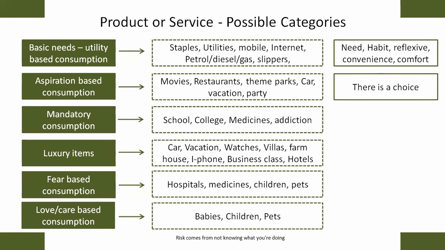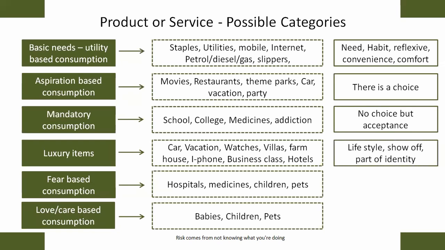Aspiration based consumption, right? So here we choose. It is not mandatory. You decide whether you want to go to the movie or a particular restaurant or not. In mandatory consumption, for example, school, college, medicine, there is no choice, but there is an acceptance of the cost. And then luxury items, these are basically more like a show off. They are a lifestyle item. And in many cases, it can become part of your identity.